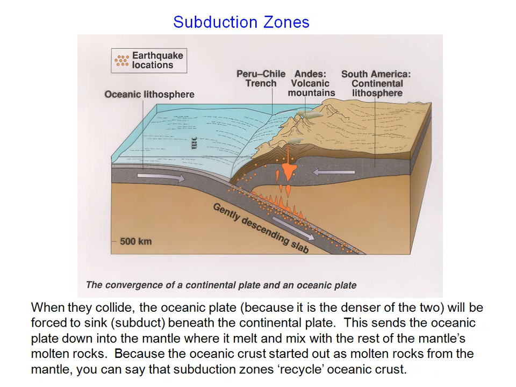When they collide, the oceanic plate, because it is the denser of the two, will be forced to sink, or subduct, beneath the continental plate. This sends the oceanic plate down into the mantle, where it will melt and mix with the rest of the mantle's molten rocks. Because the oceanic crust started out as molten rocks from the mantle, you can say that subduction zones are going to recycle oceanic crust.